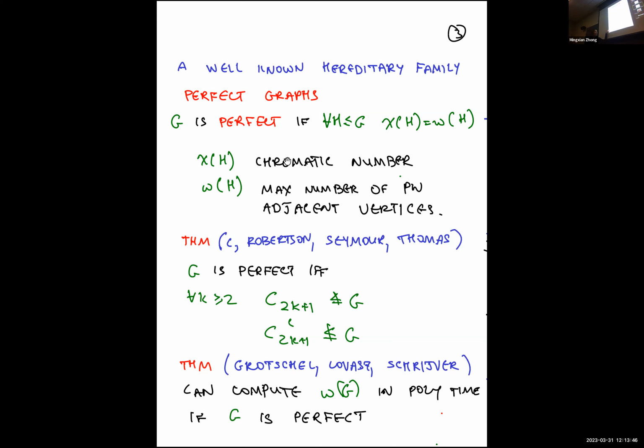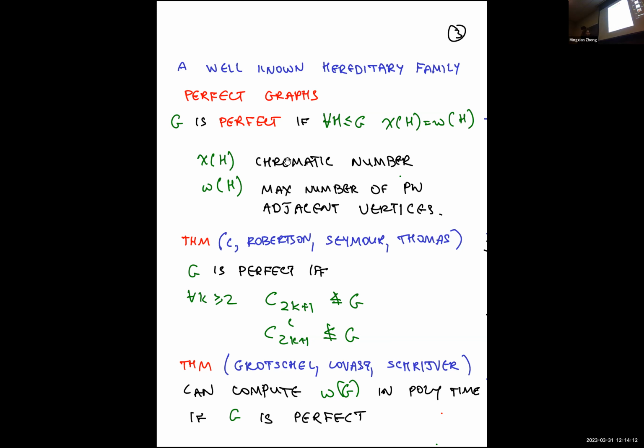If you run the Chudnovsky algorithm and get omega, then people know how to get an actual coloring out of it. Because perfection is closed under taking complements, you can find the stability number, the largest set of vertices with no edges. So a lot is going on with this class of graphs.